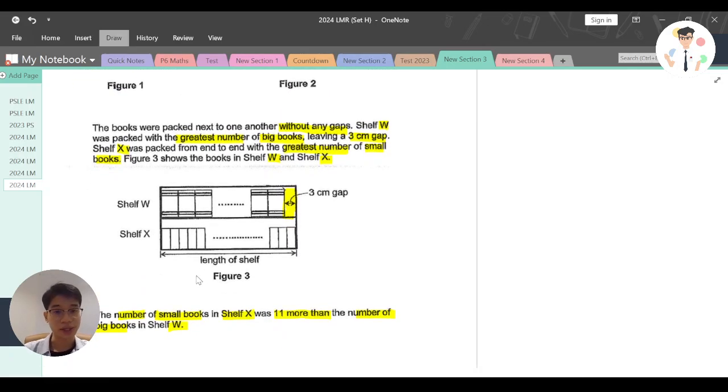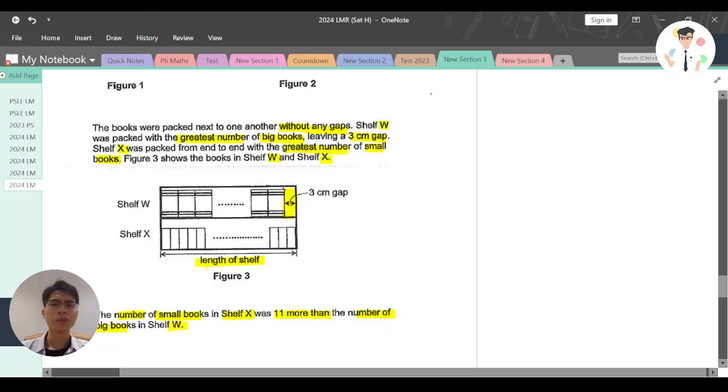Okay, so as you can see, the question is here, length of shelf X. But probably something very clear is that the length of shelf X is basically the same as what? W, Y, and Z, right? Because all are the same, okay? But how do we find here which is the length?